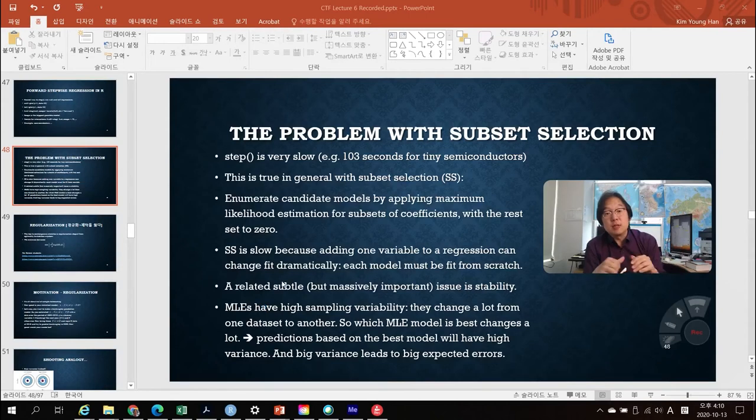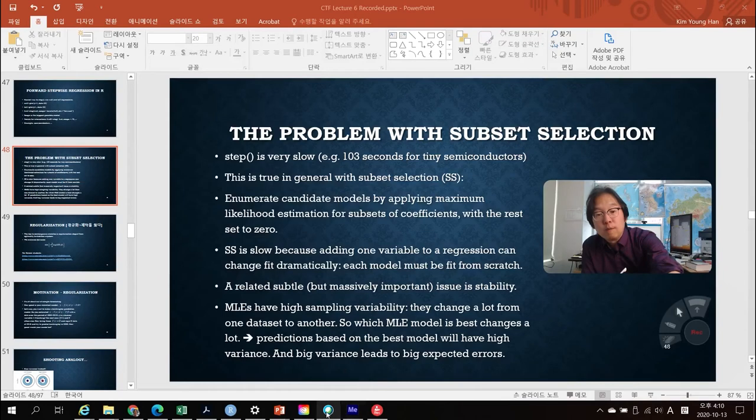A related subtle issue is stability, but massively important. MLE, right? Stability, right? Certain variables' predictability, or this coefficient: how stable is it? Okay, that is an issue.